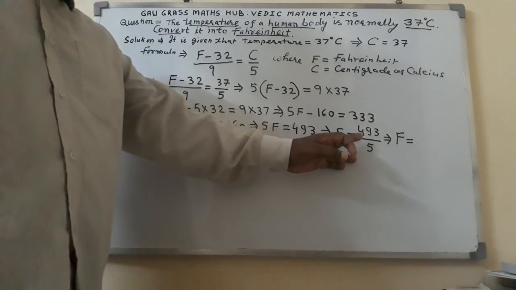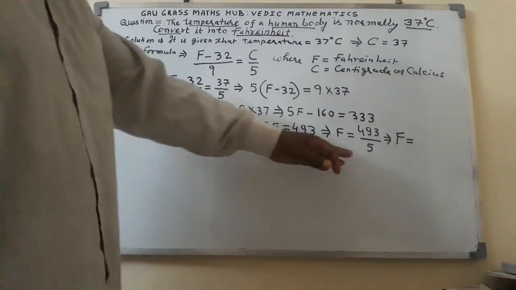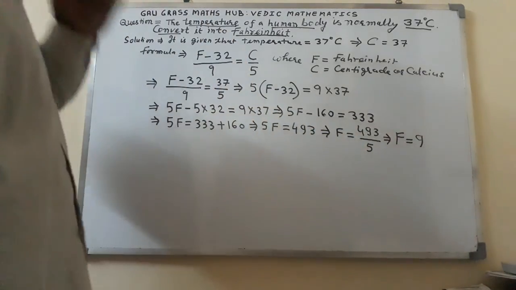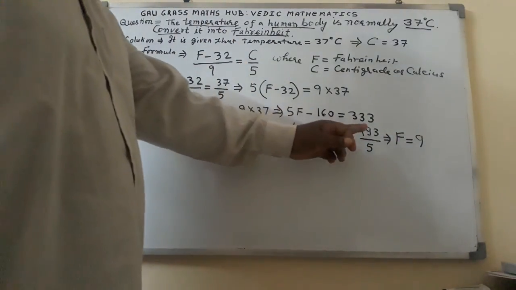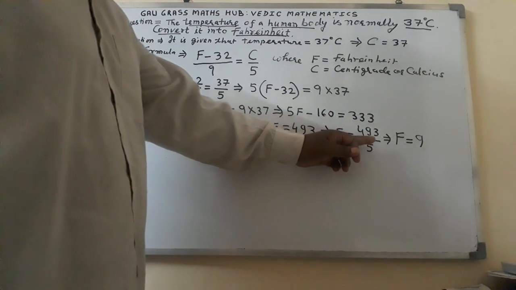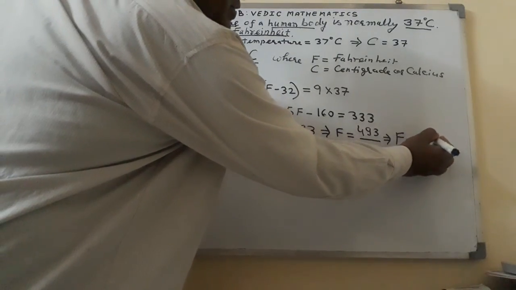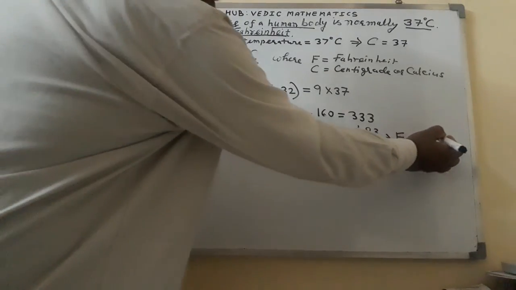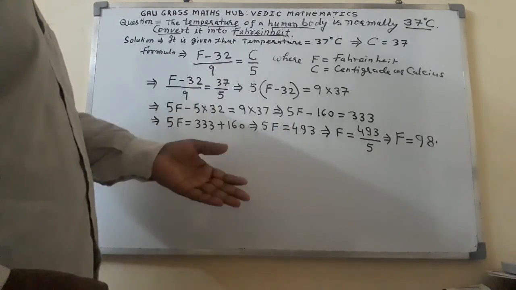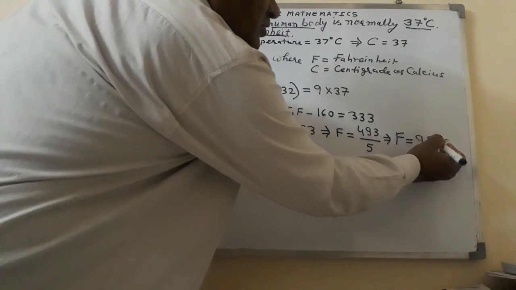Implies that F equal to, just divide 493 divided by 5. 5 nines are 45, we will get, it will go up to 9, 45. Minus, 5 will get here 4, or 5 eights are 40, and point will be there, not dot, point, and 5 sixes are 30. This thing will get.